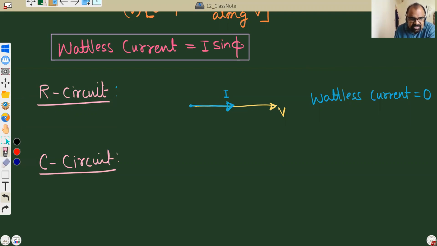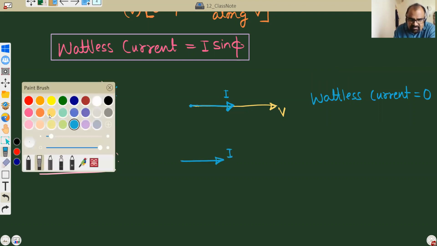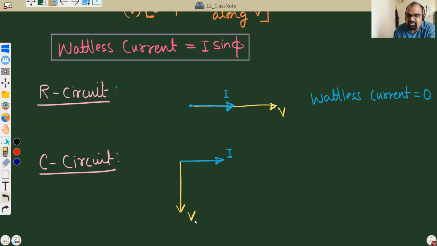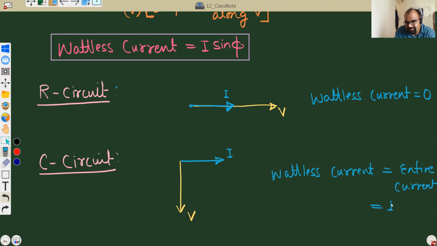For a purely capacitive circuit, the current phasor was like this, and the voltage phasor was like this. So what is the wattful component of current? There is no component of current along the voltage, so wattful is zero. So wattless is this entire current. So wattless current is equal to the entire current, that means I.